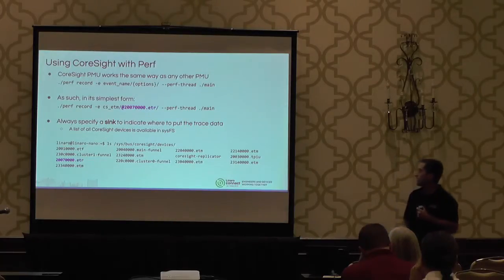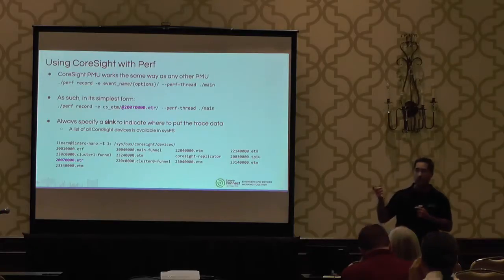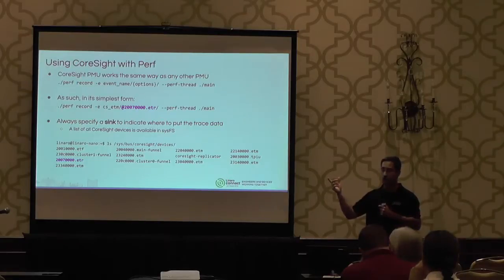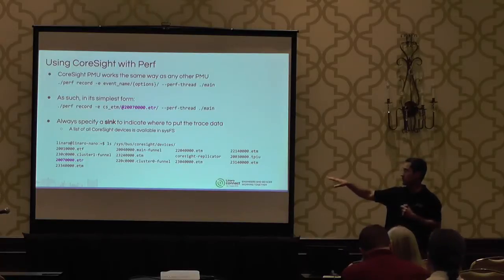When we're looking at the most simple form for CoreSight, it's perf record -E, CSETM, the name of the sink where we want the trace data to go, and the specifics for the process. Again, I emphasize that the CoreSight devices on the system are in sysfs. So simply take a name from there and put it into the configuration area, and from there perf and the core framework will do all of the configuration, along with the linking between the CoreSight devices that is required for the trace session to go smoothly.